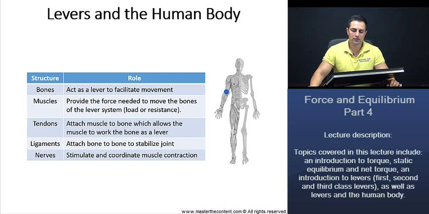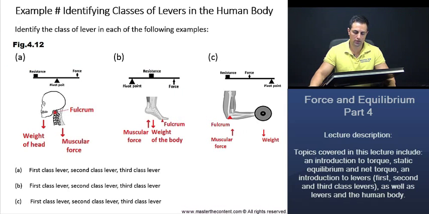Wonderful. So we'll quickly, once again, summarize the structure and the role before we get into working with examples on the human body. Bones act as a lever to facilitate movement. Muscles provide the force needed to move the bones of the lever system. Tendons attach muscle to bone, which allows the muscle to work the bone as a lever. Ligaments attach bone to bone to stabilize the joint. Nerves stimulate and coordinate muscle contraction. Wonderful. Now let's go on to our next slide.